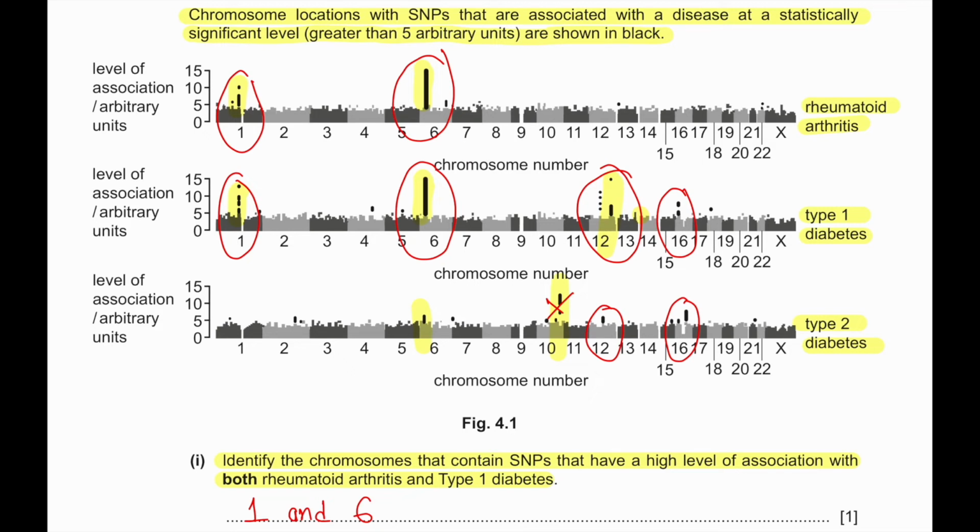Rheumatoid arthritis and type 1 diabetes have a higher level of association with each other than with type 2 diabetes. Rheumatoid arthritis has the fewest number of SNPs. As you can see, rheumatoid arthritis has only 1 and 6.